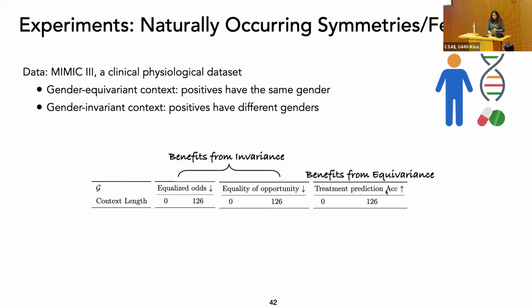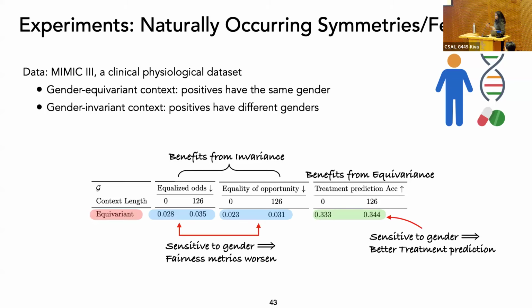And let's look at the performance of Context SSL under two different contexts. So first we have an equivariant context. We observe here that your invariance, or your fairness metrics, actually worsen with increasing context length, showing that your model becomes more and more sensitive to gender and hence shows poor performance on the fairness metrics. However, your equivariant task, which is treatment prediction accuracy, actually improves with your context length.